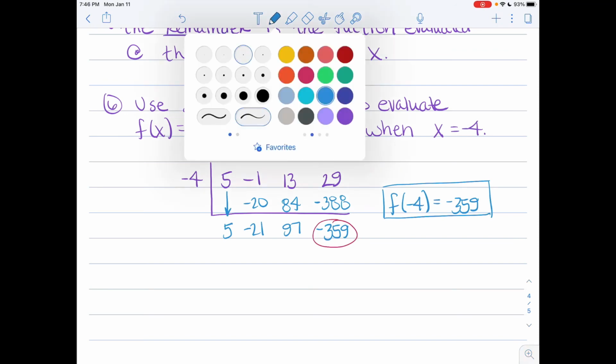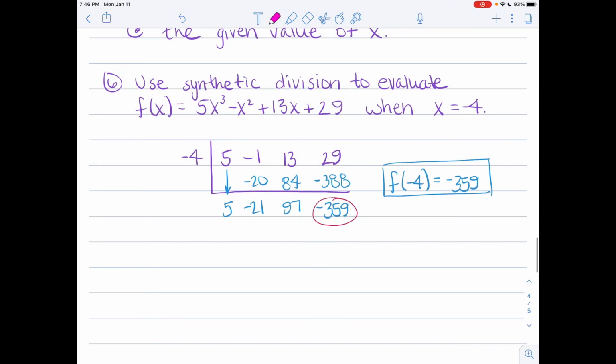Let's prove to ourselves that this works. So the way that we did it in class last time when we were plugging in x values to find y values and plot was that we just plugged in for x everywhere that we saw it in the function. So we could say that f of -4 is equal to 5 times x to the third, but x is -4, so -4 to the third, minus -4 squared plus 13 times -4 plus 29.